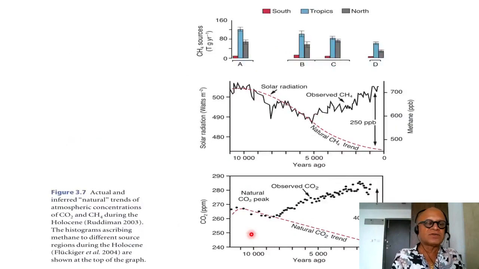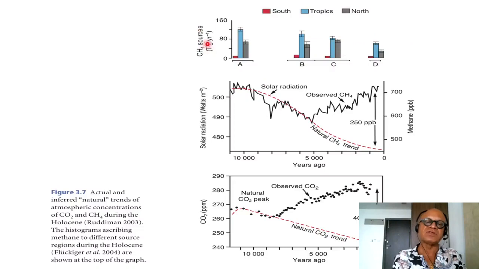Okay, so this is actual and inferred natural trends of atmospheric concentrations of CO2 and methane during the Holocene. Bill Ruddiman works on this a lot, and his idea is that human impact has been obvious throughout the agricultural period or the Holocene. The histograms ascribing methane to different source regions during the Holocene are shown here again. So we are now looking at south, which remains small throughout the period, tropics, which have decreased over this period, and north has increased.